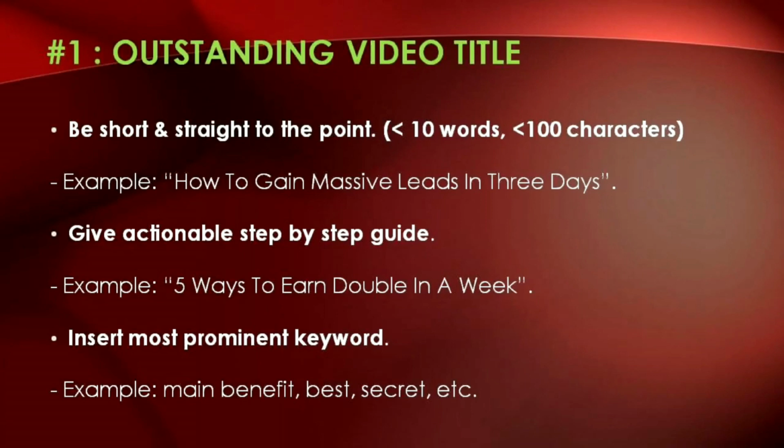Most people do not read more than 9 words during their search. Therefore, a video title that can attract your audience's attention has to be clear and purpose-driven. To make sure that your audience will feel intrigued to click on your video, offer an actionable step-by-step guide. For example, 5 ways to earn double in a week. This kind of title will gain more interest than the usual ones because it's benefit-driven and solves a problem.